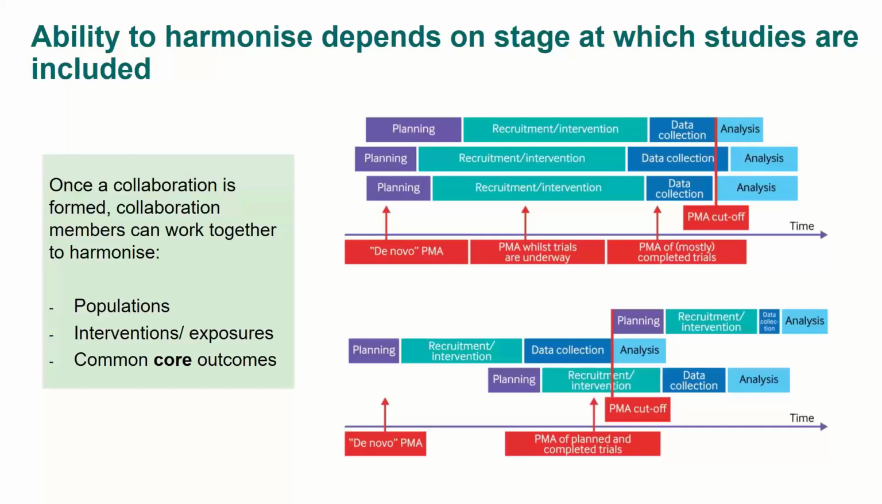In reality, we often actually see PMA that are not like the top diagram, but the bottom diagram. So studies are happening at different times. And in that case, you may be able to harmonize later studies to agree a bit more with earlier studies and can still have some harmonization in, for example, populations of those ones.